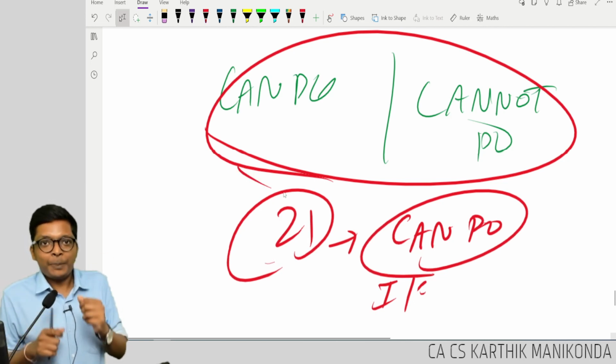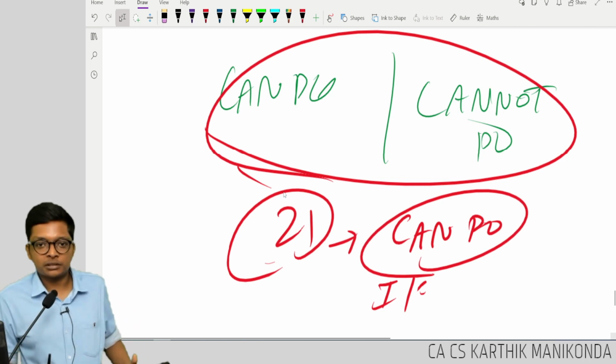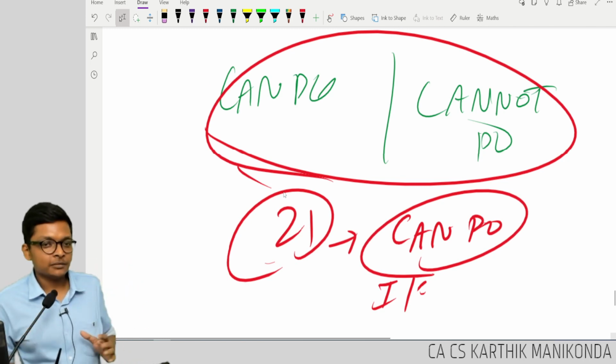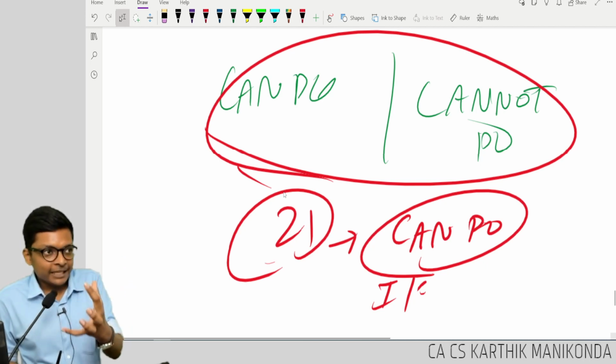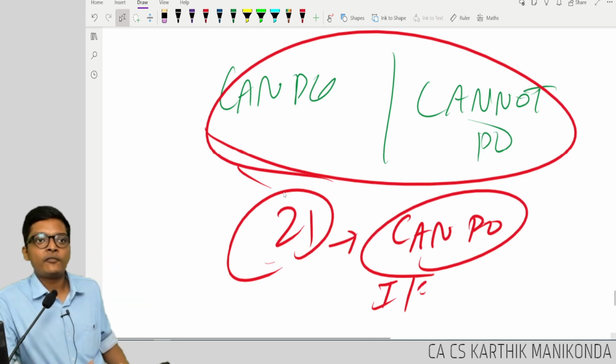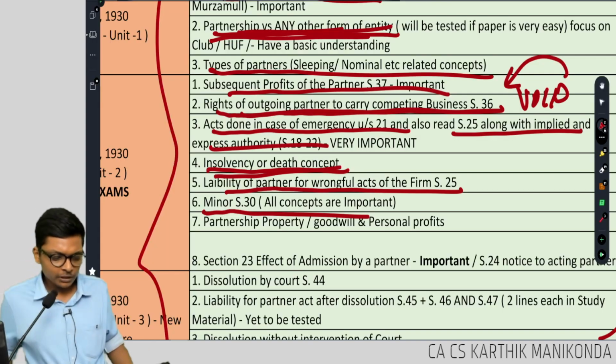They are saying partner should not keep hand in cash box. Fire came. Hey, I should not keep hand in cash box. Let the money burn. In an emergency, I can do everything which is necessary to save the property of the firm. Following, guys. Next.